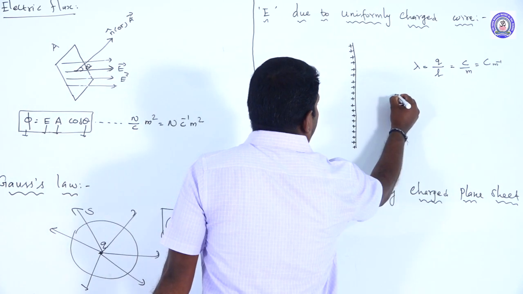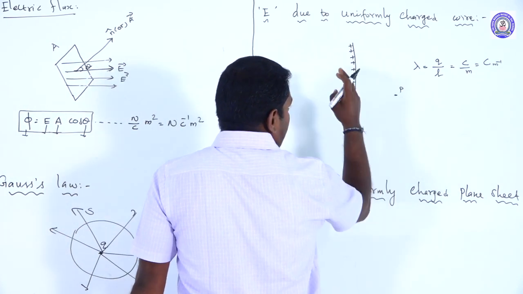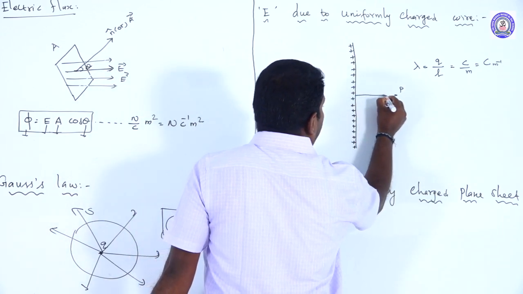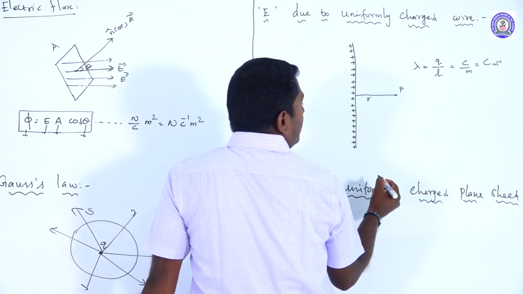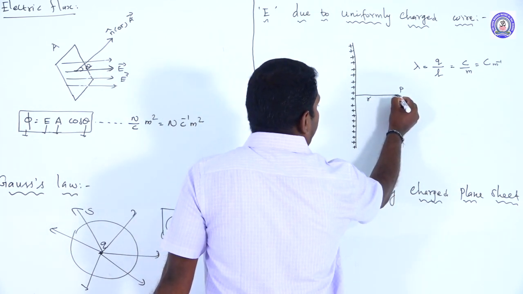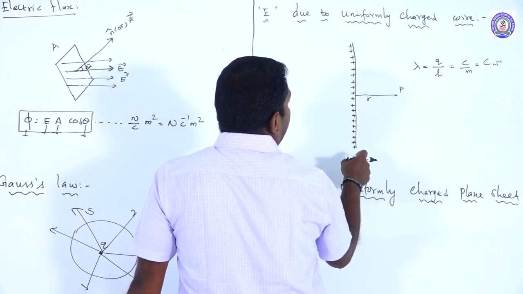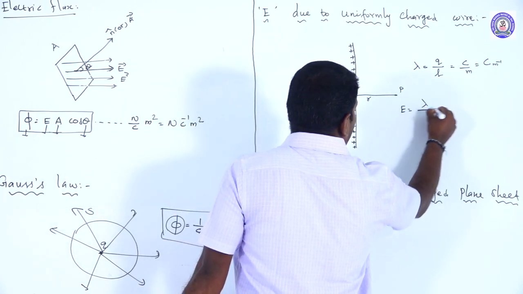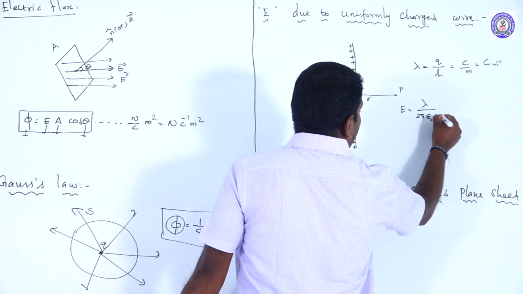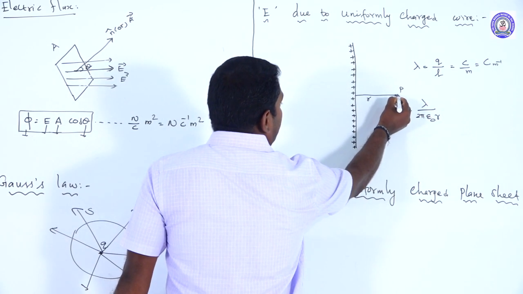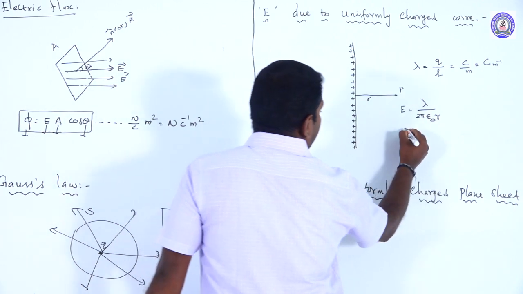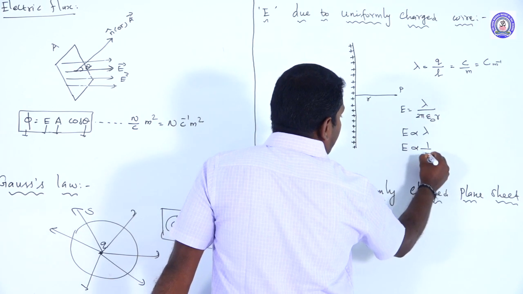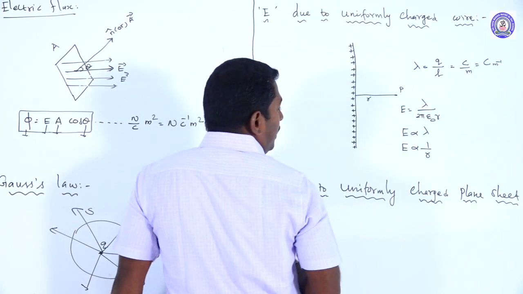Let me assume a point P near the straight charged wire. The distance of the point P from the wire is R. The electric field at this point P produced by the uniformly, infinitely charged wire is E equal to lambda divided by 2 pi epsilon naught R. The electric field produced by the uniformly charged wire at this point is directly proportional to the linear charge density and inversely proportional to the distance of the point P from the wire.